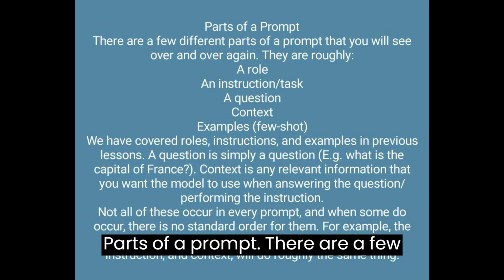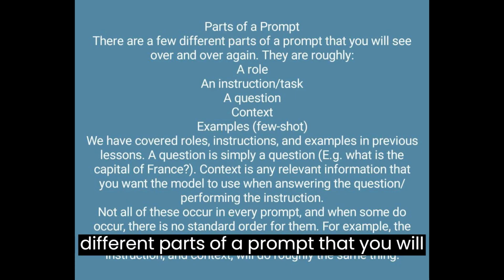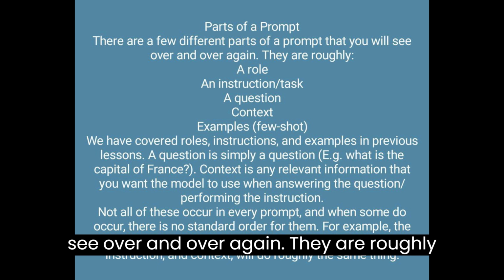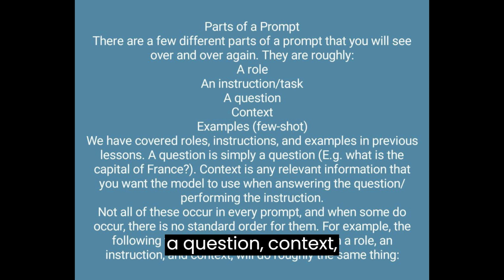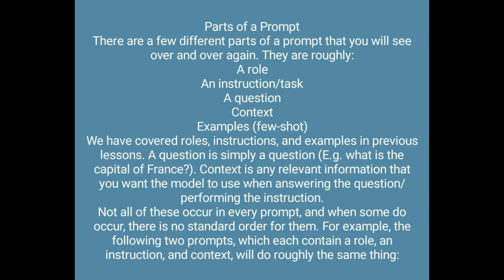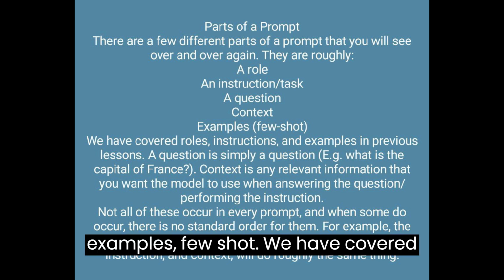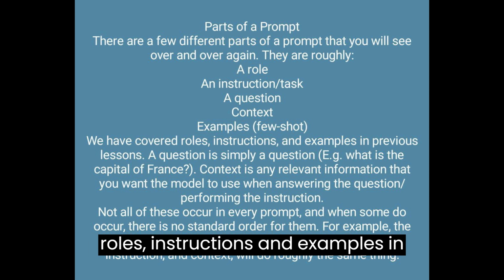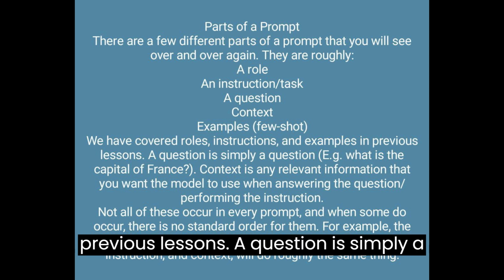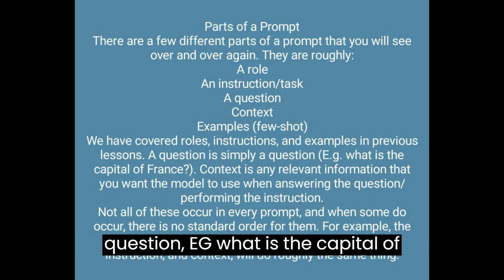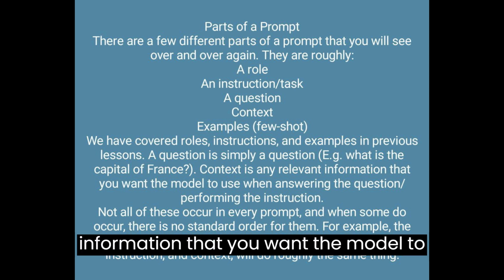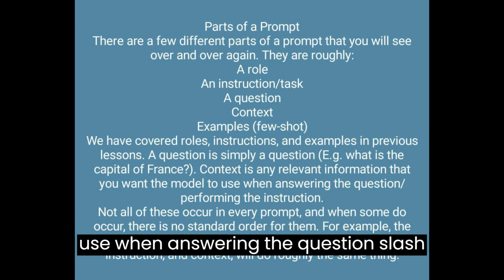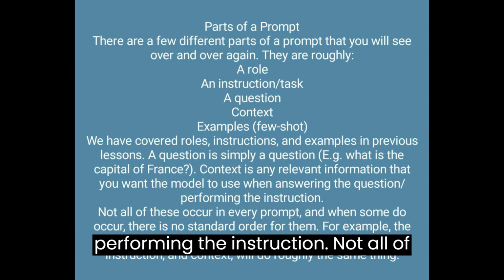Parts of a prompt. There are a few different parts of a prompt that you will see over and over again. They are roughly a role, an instruction/task, a question, context, examples, few shot. We have covered roles, instructions, and examples in previous lessons. A question is simply a question, e.g., what is the capital of France? Context is any relevant information that you want the model to use when answering the question/performing the instruction.